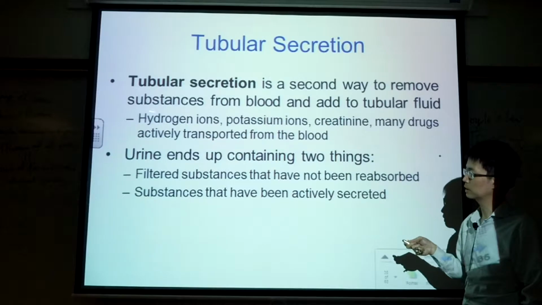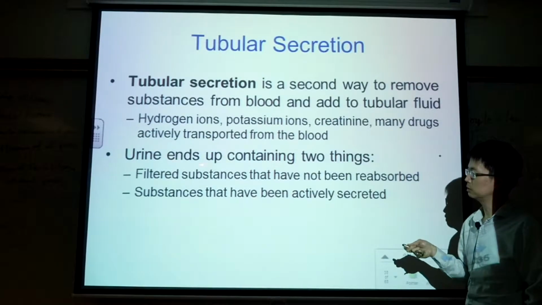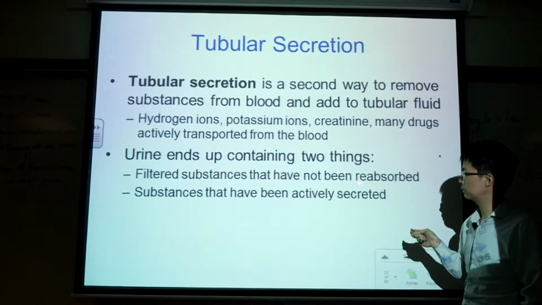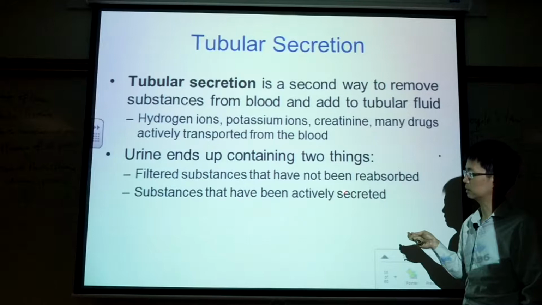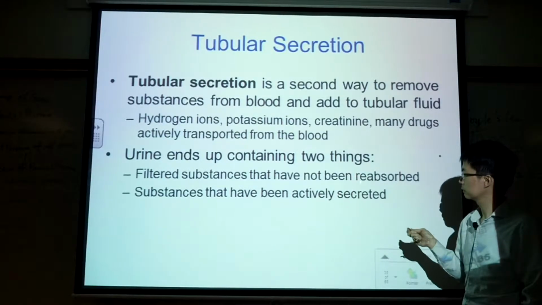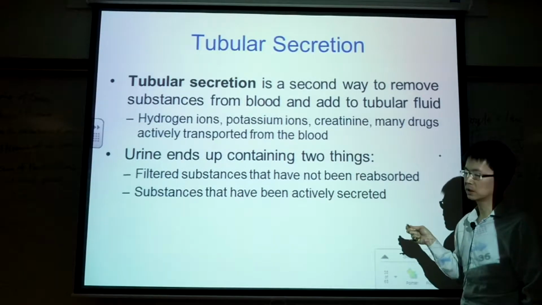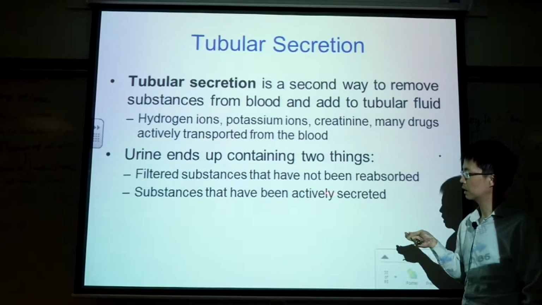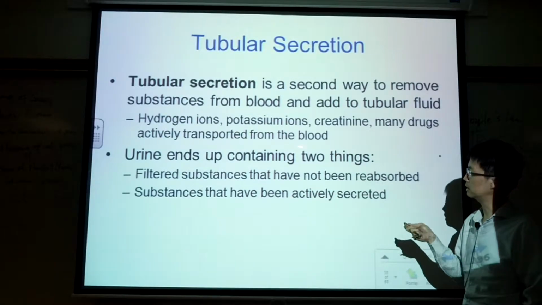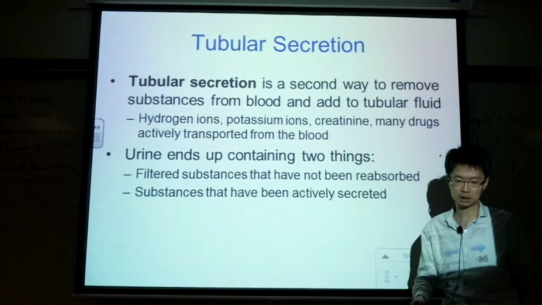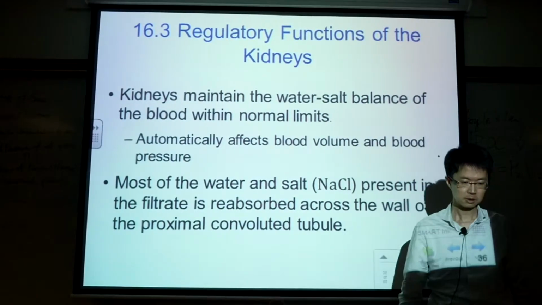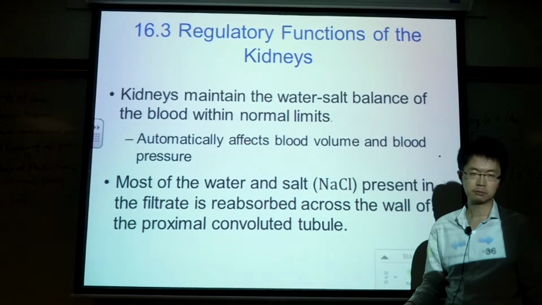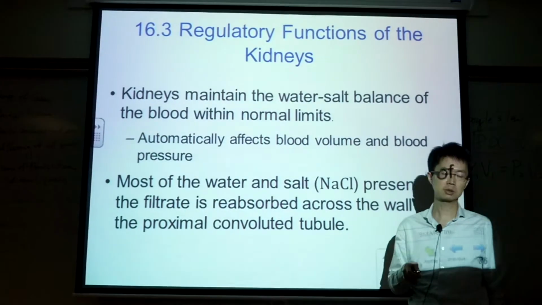fluid using active transport. The urine ends up containing two things: the substance that has not been reabsorbed and the substance that has been actively secreted. So these are the two things. Not reabsorbed, for example, excess water. Excess water is not reabsorbed. And the substances that have been actively secreted. So these are the three major mechanisms for producing urine.